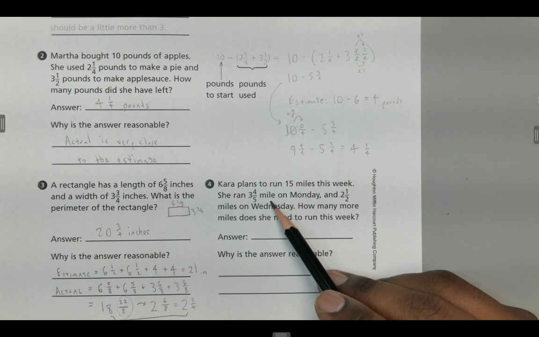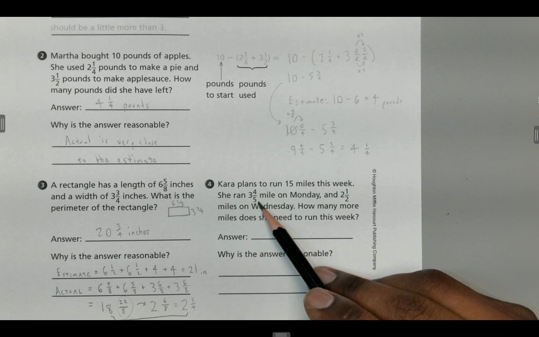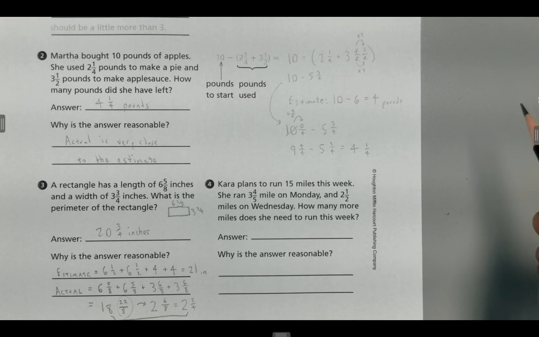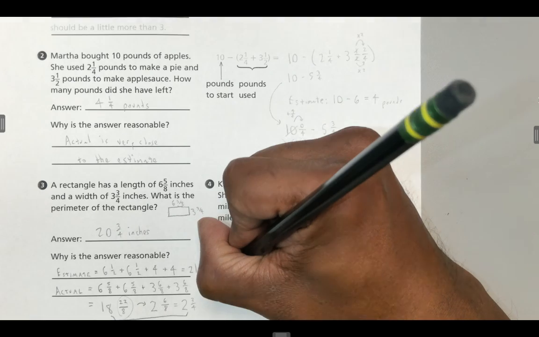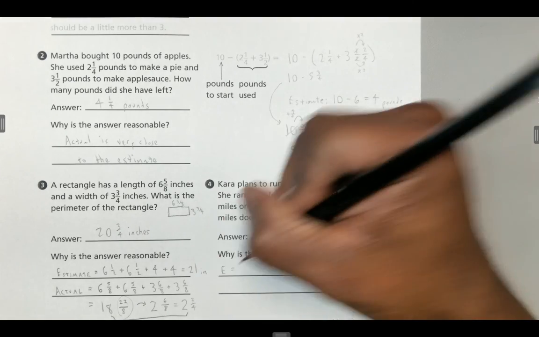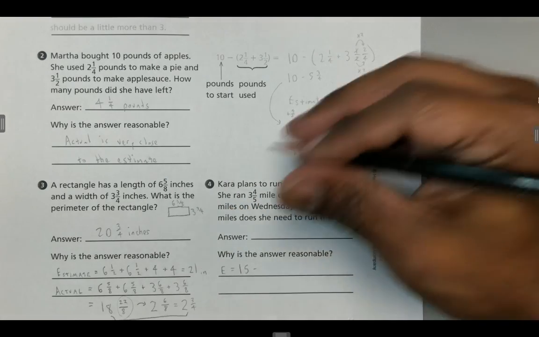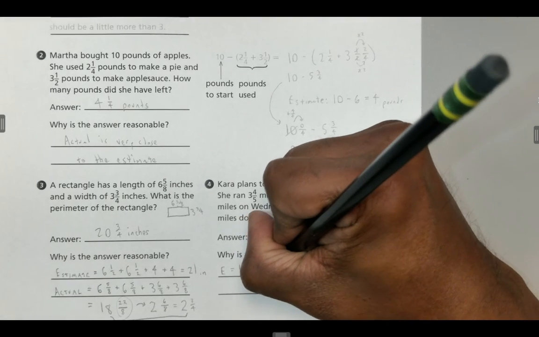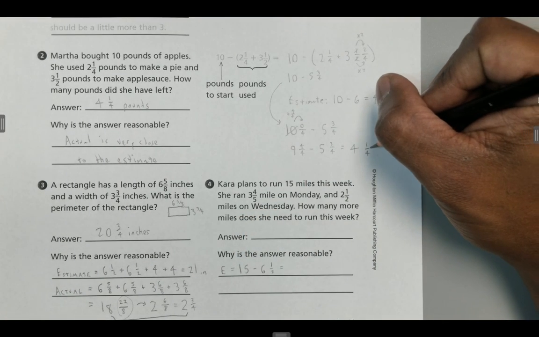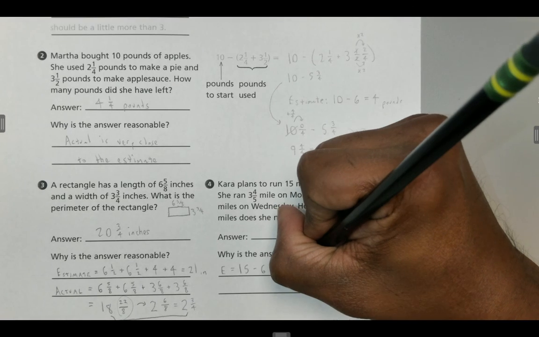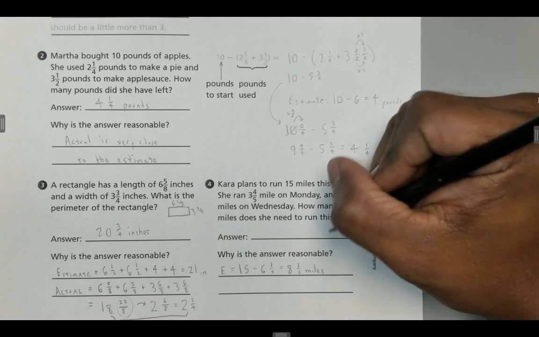So first, let's come up with a quick estimate. 3 4/5, let's round that up to 4. 4 plus 2.5 is 6.5. So my estimate over here, I'm just going to say E is equal to 15 minus 6.5, which, and I'm just going to count up here using mental math. This is going to be 8.5 miles. That's my estimate.